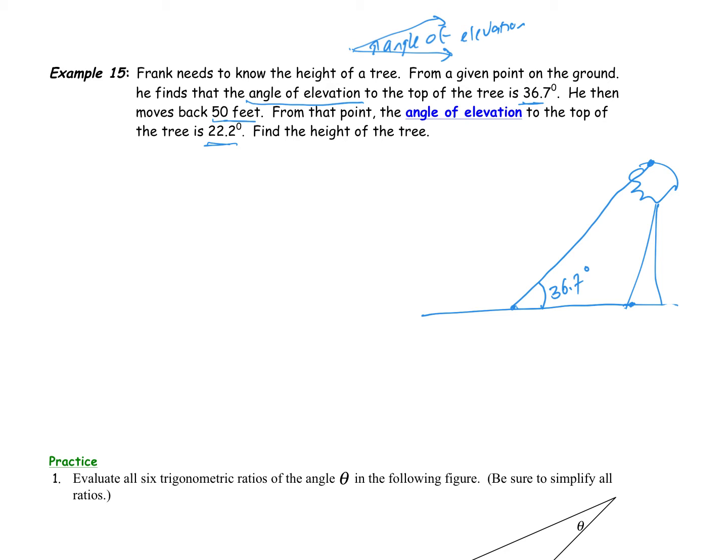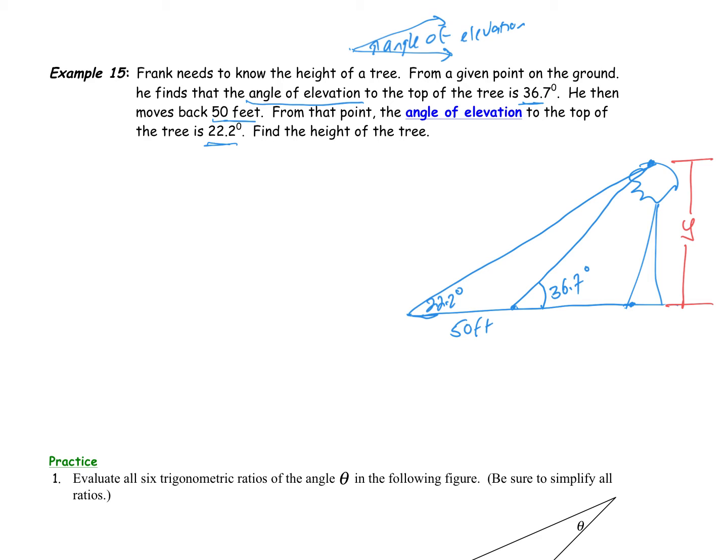And then he moves about 50 feet and he looks up again to the same point. So we're going to draw another line. And this distance here from where he was standing initially to where he looked up is 50 feet. And then the angle of elevation from the second viewing point is 22.2 degrees. And we want to find the height of the tree. So I'm going to call this distance, the height of the tree, I'll call that y.